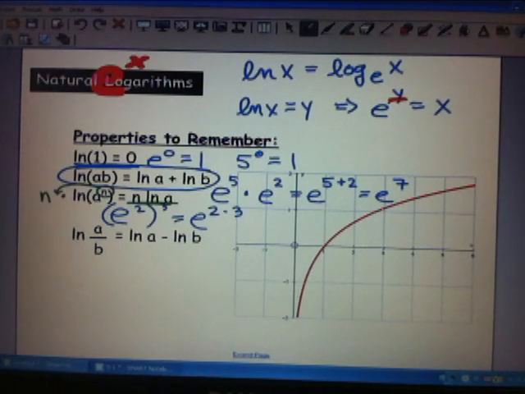And then lastly, same idea here, if you have division, if I've got e to the 5th divided by e squared, this answer would be e to the 5 minus 2 power, would be e cubed. Same concept going on here. If I've got division in my natural log, I can expand it into a subtraction problem.